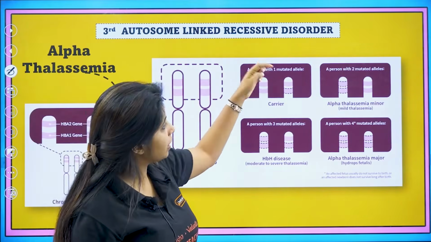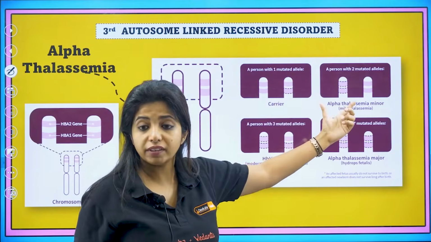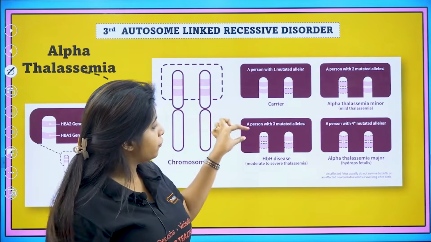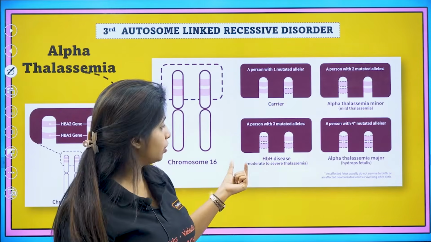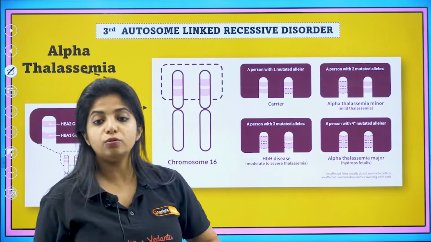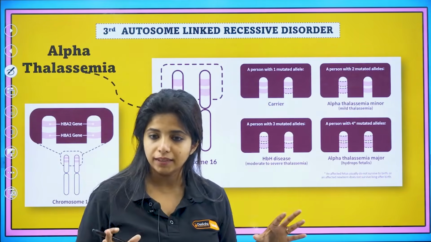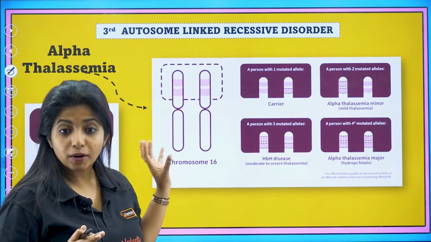Now if one allele is affected, that person would be a carrier. If two of them are affected, you have alpha thalassemia minor condition. If 3 alleles are affected, you have moderate to severe thalassemia. If all of them are affected, my dear children, you are a major patient of thalassemia. You cannot survive. You die after some point of time. This is about alpha thalassemia.